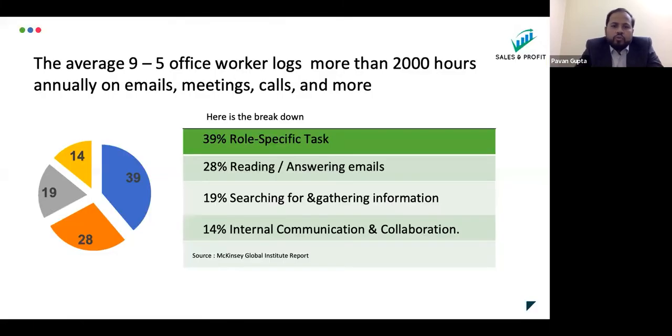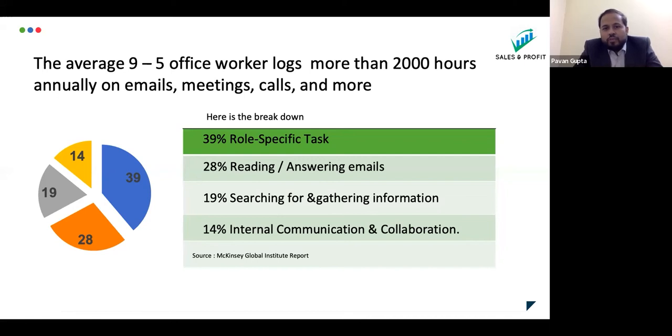I'll quickly take you through a very simple study done by McKinsey to give you an idea of what typically happens today. An average sales person spends about 2,000 hours in a year. And if you look at the entire chart, only 40% of the time is given to sales tasks, which are role-specific tasks. The rest of the time goes on a lot of other activities, out of which emails take the longest time, about 28%.